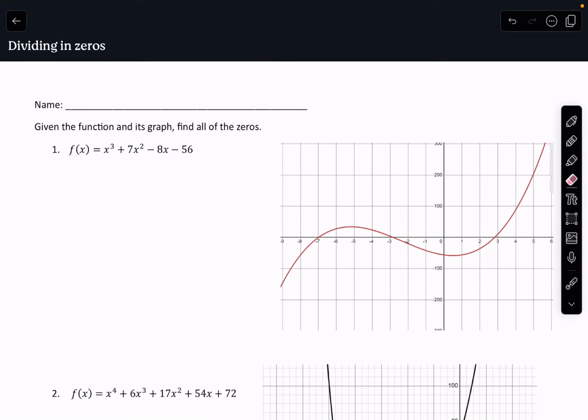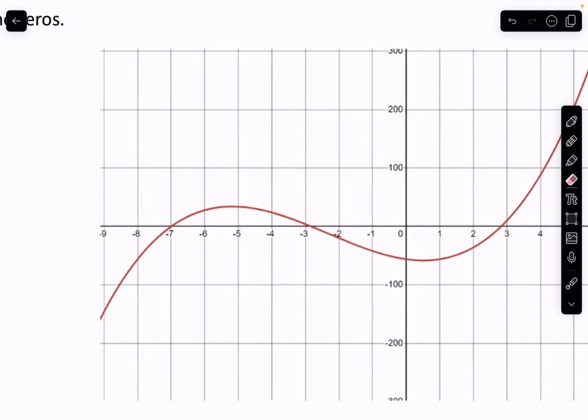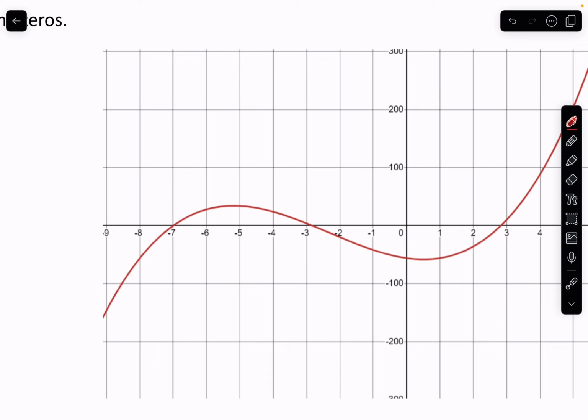Unit 3 students, today I'm going to show you how you can use zeros that you've been given to help you find the other zeros of the polynomial function. So far we've learned that if the function has an x-intercept, say at -7, you know it's going to have a factor of x plus 7, right?